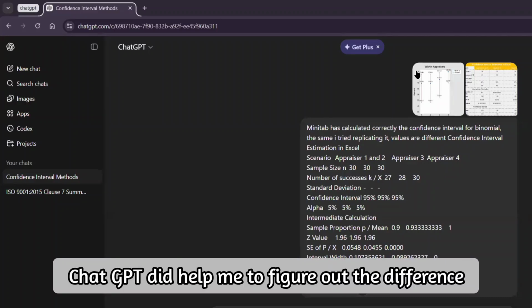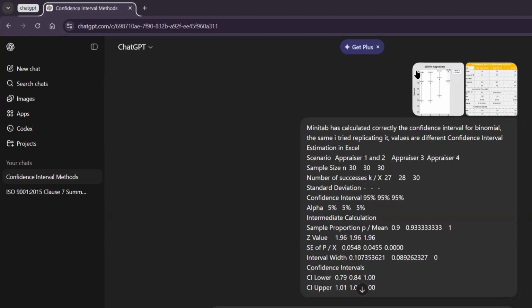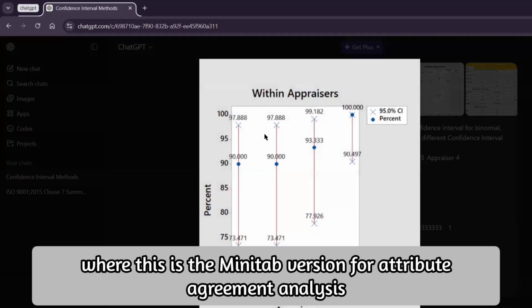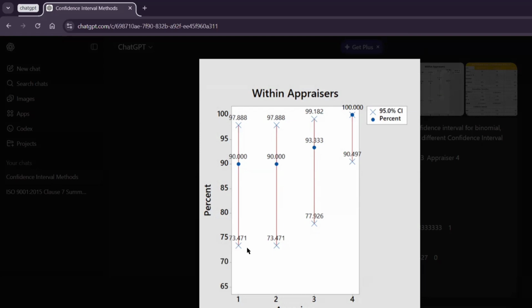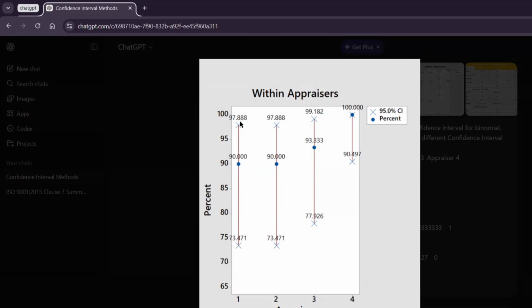ChatGPT did help me to figure out the difference between the Minitab version of the output versus the Excel one. I'm talking about the binomial distribution, where this is the Minitab version for attribute agreement analysis. It says that the mean value is 90% with the confidence interval going from 73 all the way to 97.